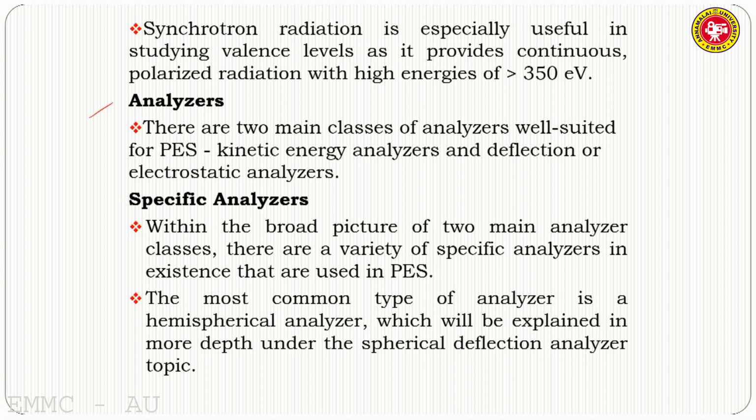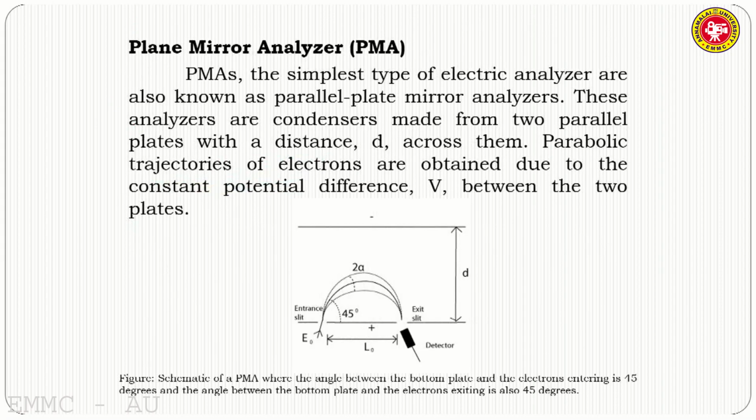There are two main classes of analyzers well suited for PS: kinetic analyzers and deflection or electrostatic analyzers. Within the broad picture of two main analyzers, there are a variety of specific analyzers in existence that are used in PES. The most common type of analyzer is the hemispherical analyzer, which will be explained in more depth under the spherical deflection analyzer topic. First one, the plane mirror analyzer, otherwise called a PMA.